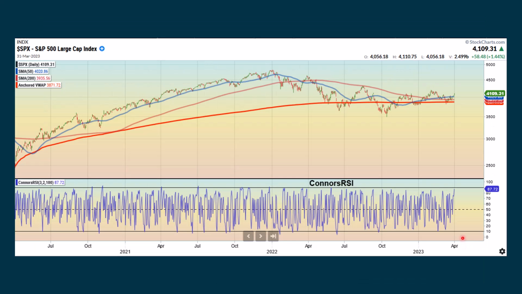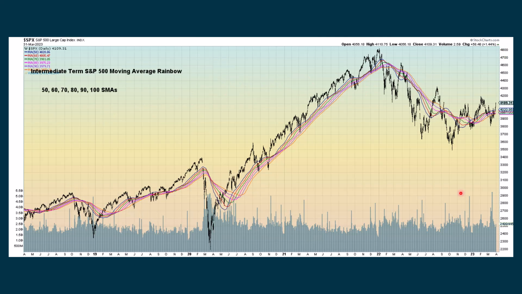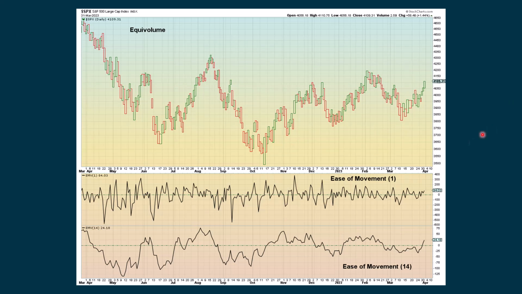Connors RSI is just like a regular RSI. It's giving us a pretty positive reading, but it's not extreme right now, so that's why I didn't include it in the daily video. Here's an intermediate-term rainbow going from 50 periods up to 100. This is also showing some recent strength. And we also look at the ease of movement.